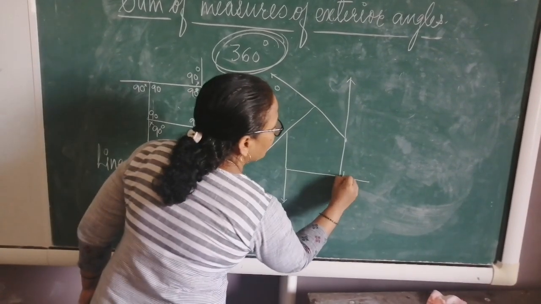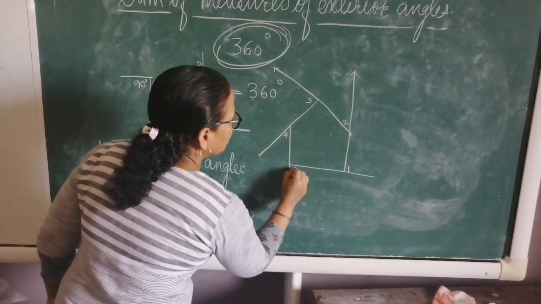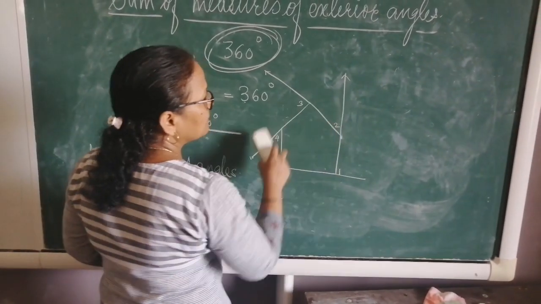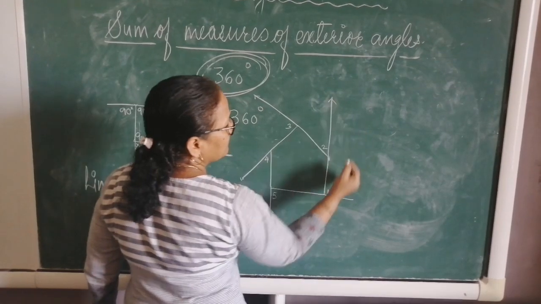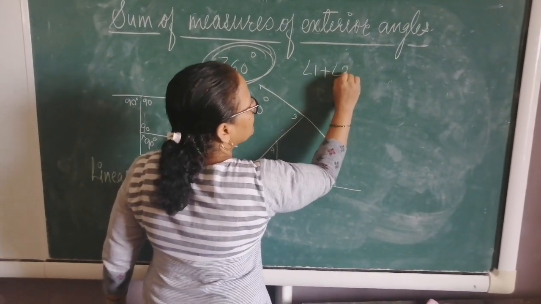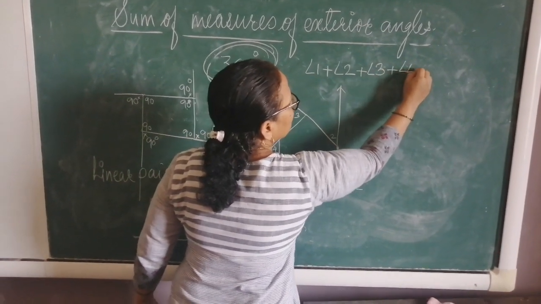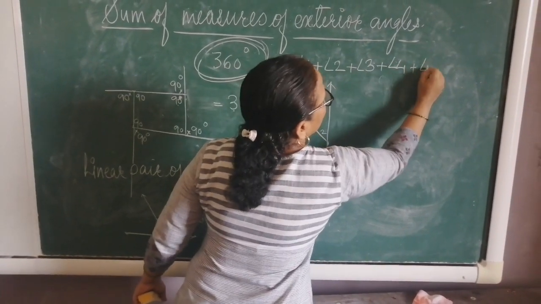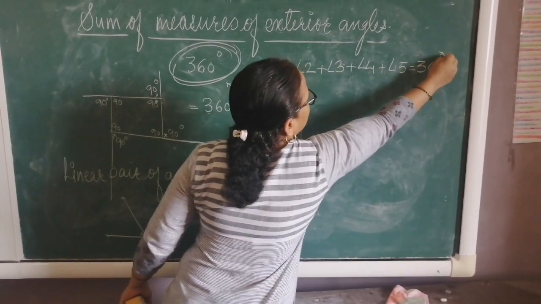Okay. Suppose this is 1, this is 2, this is 3, this is 4, and this is 5. Okay. And I ask you to find out the exterior angle sum. So here the formula we will write is angle 1 plus angle 2 plus angle 3 plus angle 4 plus angle 5 is equal to 360 degrees.